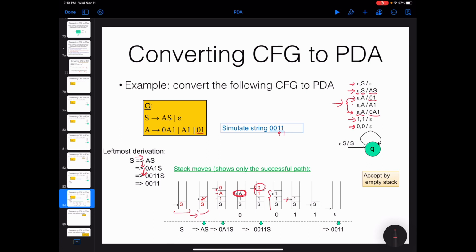The next token in the input string is 1. The top of the stack is 1. Right? The only transition possible is this one. You just pop 1 from the stack. Then you are done with the input string.